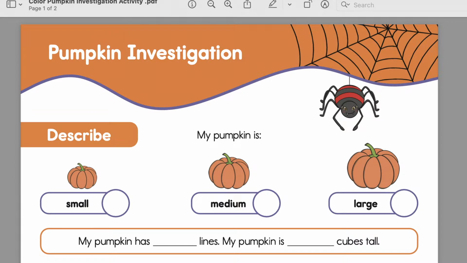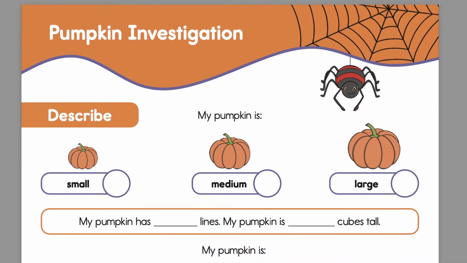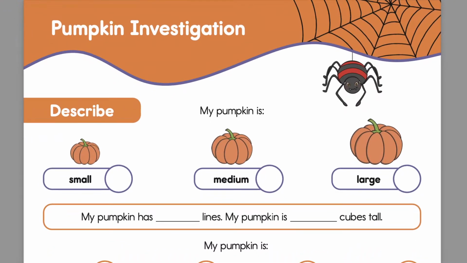One of the things I liked about this, so if you are carving a pumpkin for the holiday season, for the fall, for Halloween, whatever you might be celebrating, is it's an investigation, but look at what we're doing. We are describing our pumpkin. And another word for describe is modify, right? Remember, modify is another word for describe.